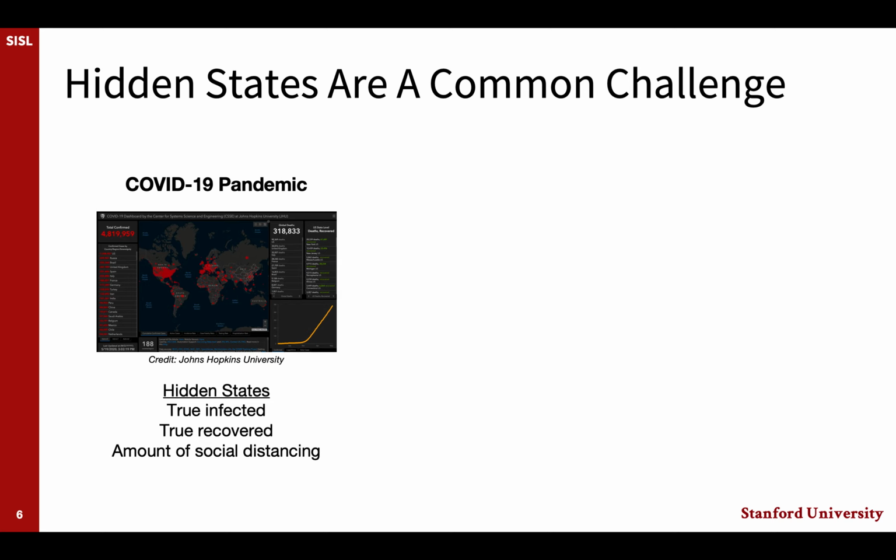Hidden states are a common challenge in learning dynamical systems. Again, looking at the COVID-19 pandemic, the hidden states over here are the true number of infections, the true number of recovered individuals, and perhaps an accurate estimate of the amount of social distancing. We would need these quantities in order to be able to learn accurate models.